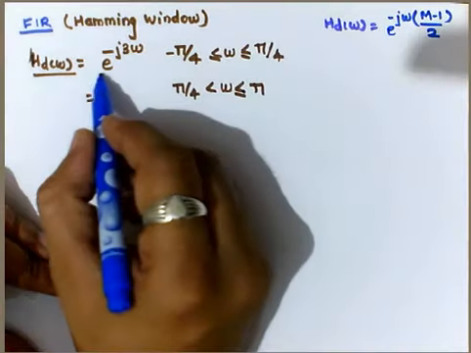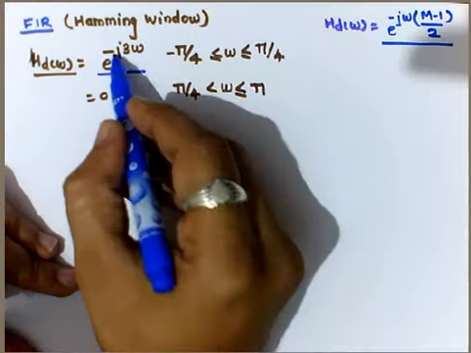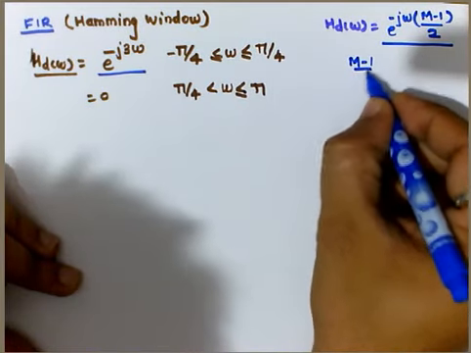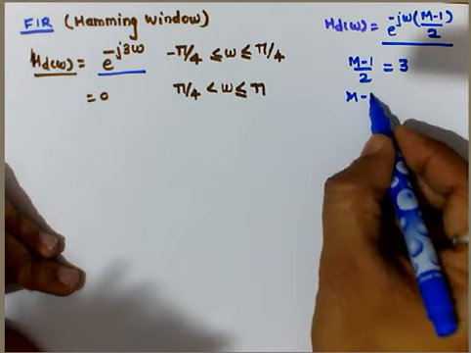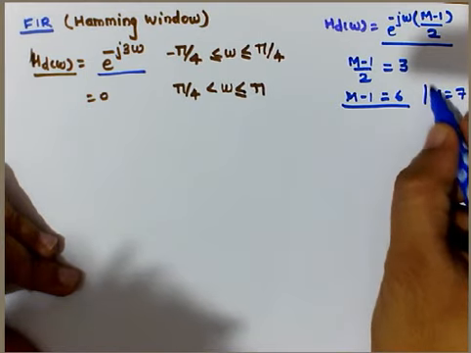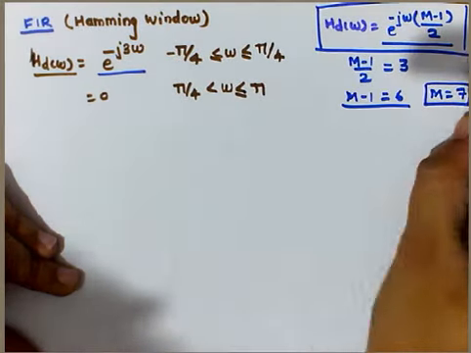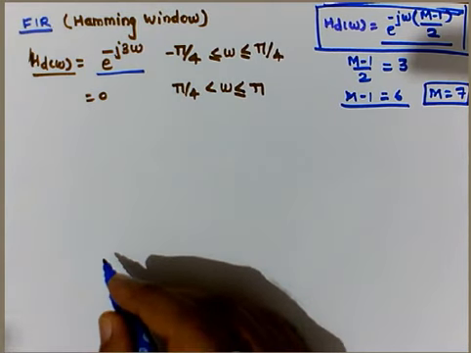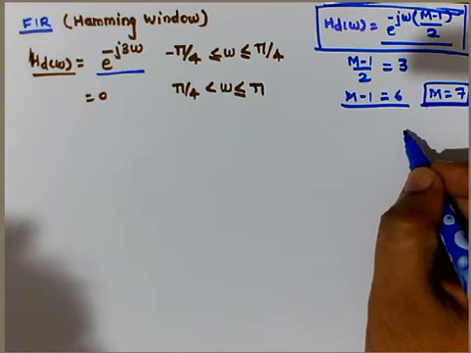Now when we compare it with this equation, j omega is common, so what remains is m minus 1 by 2, which is nothing but the value 3. So let's simplify it. m minus 1 will be equal to 6, so m is equal to 7. So from this comparison with the standard equation of the desired frequency response for the filter, we can obtain the length of the filter, that is m. So we got m equal to 7.